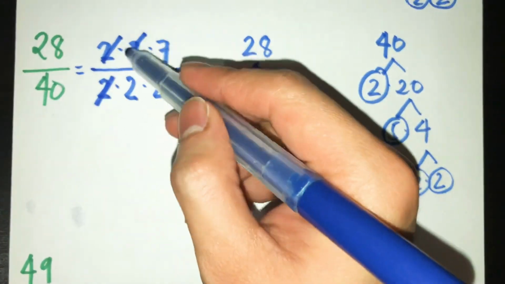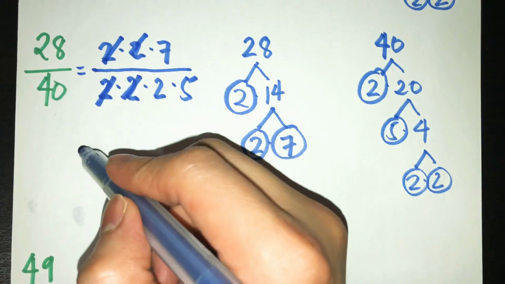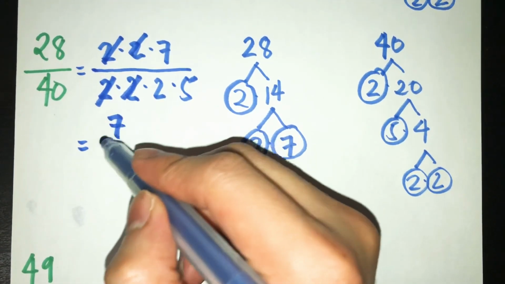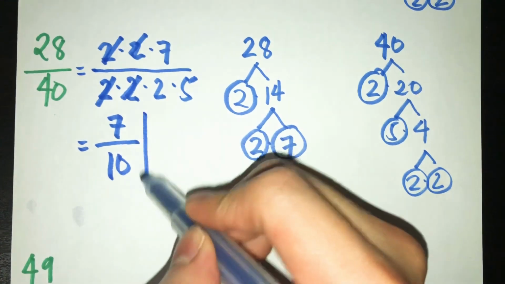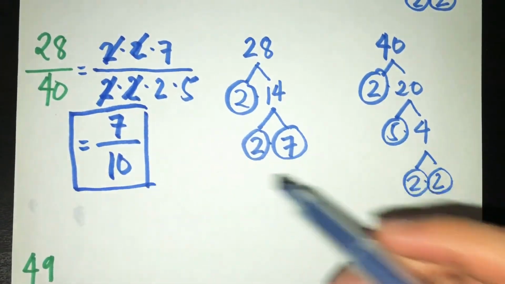Now these are the common factors. What is left is 7 over, and 2 times 5 is 10. And this is the answer.